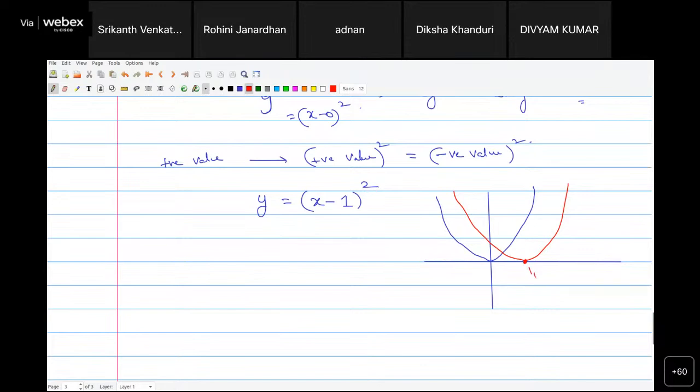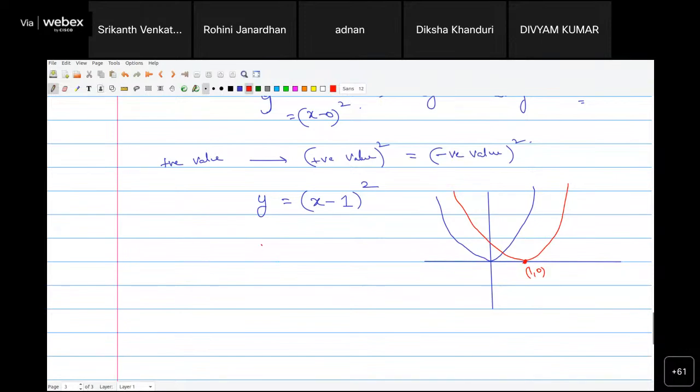So this will be 1 comma 0. You can check. If I substitute x equals 1, my y will be 0, and the minimum value I can get for this kind of function will be 0. Anything to the power whole square will always be greater than or equal to 0. So the minimum will be 0. So that 1 comma 0 will be the minimum point, or the vertex point.